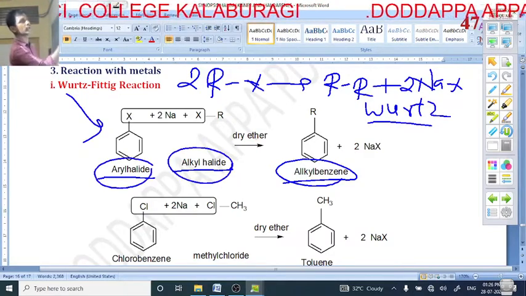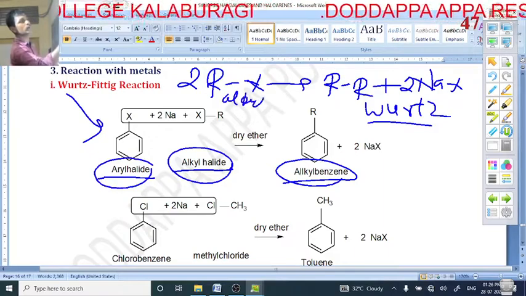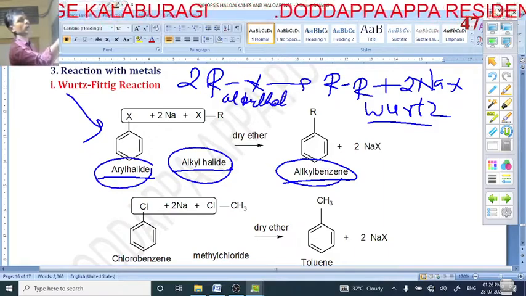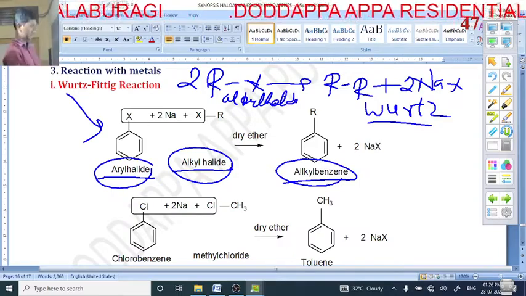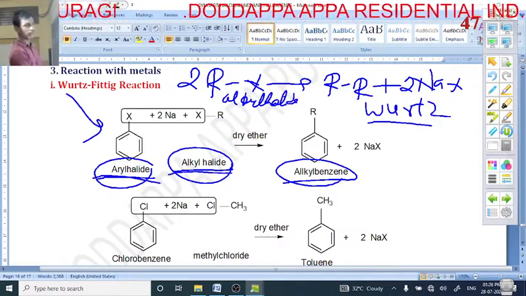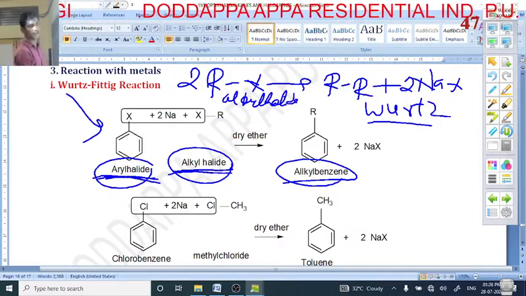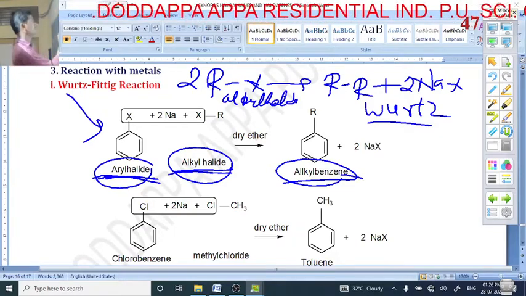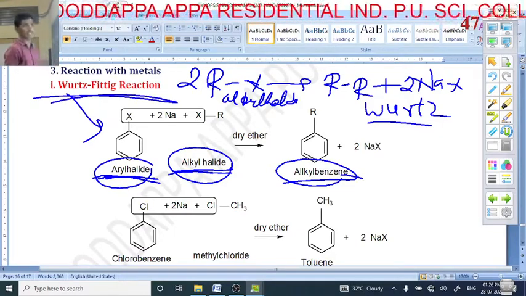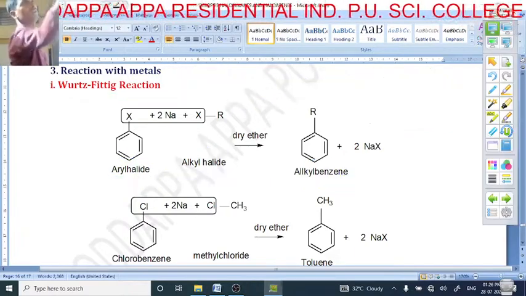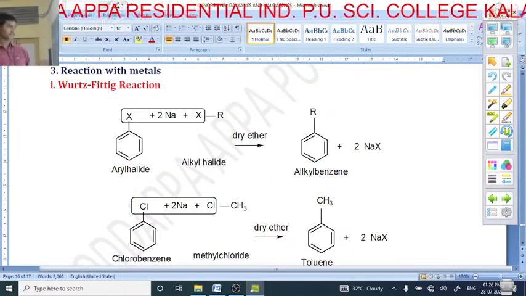Here both are alkyl halide, so it is called the Wurtz reaction. But here there is one alkyl halide and one aryl halide. It gives alkyl benzene. So it is called the Wurtz-Fittig reaction. Okay. So the next reaction.